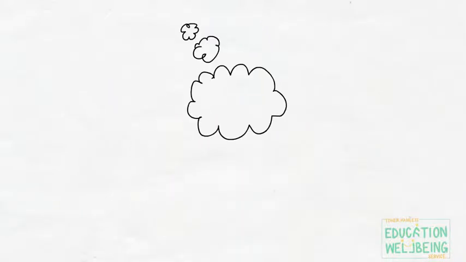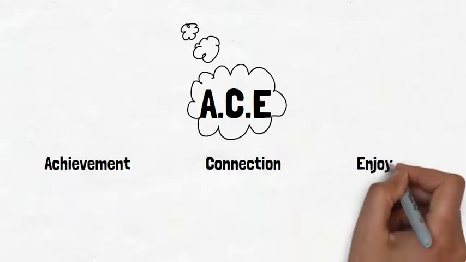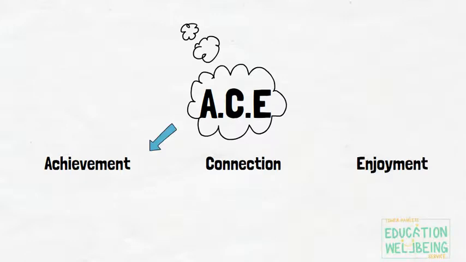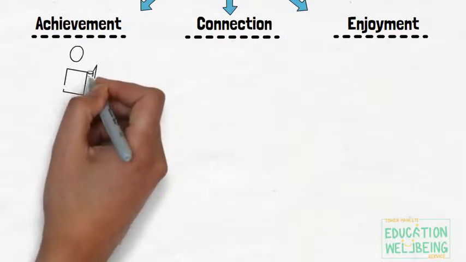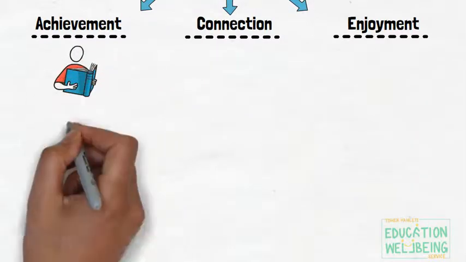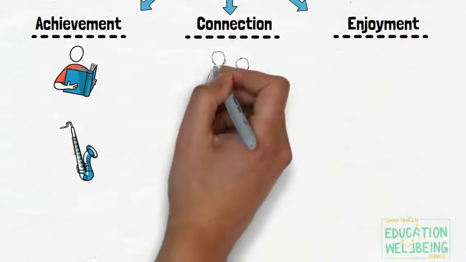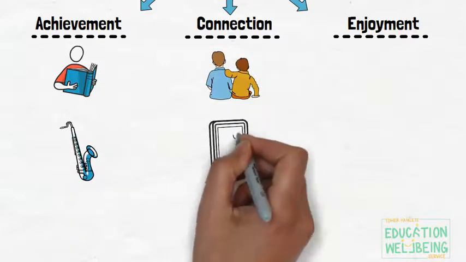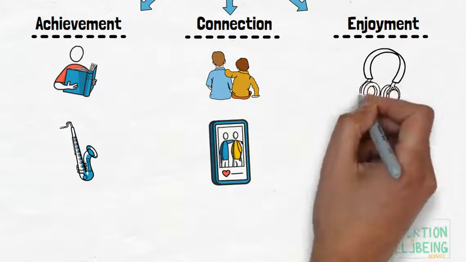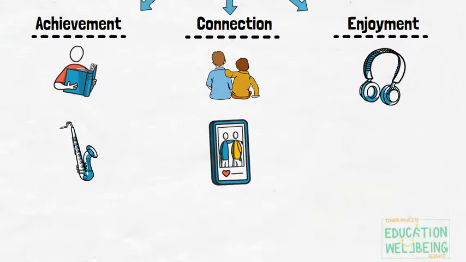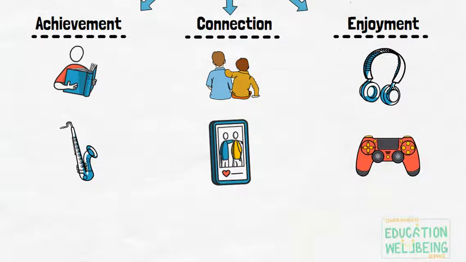Step 1. Think ACE. On a piece of paper, write achievement, connection and enjoyment in 3 columns. How many activities can you think of to put in each column? Perhaps under achievement you might write schoolwork or practicing a musical instrument. Under connection you could write watching an episode on TV with your siblings or family, or FaceTime a friend. And under enjoyment, think about things you enjoy doing. Perhaps this is drawing, listening to music, spending time on the internet, or gaming online.